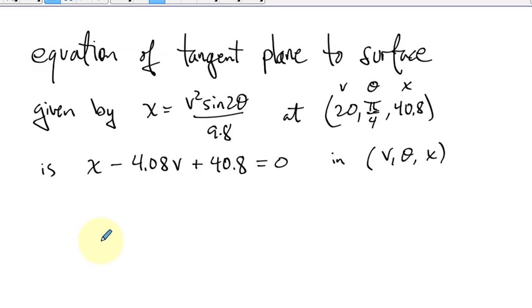Find the equation of the tangent plane to the surface given by x equals v squared sine 2 theta over 9.8 at the point (20, pi/4, 40.8). That tangent plane is x minus 4.08 v plus 40.8 equals 0 in this v, theta, x coordinate system. So if you could figure out how to get that equation of the tangent plane, that's a nice little challenge, and maybe I'll do that in another video.